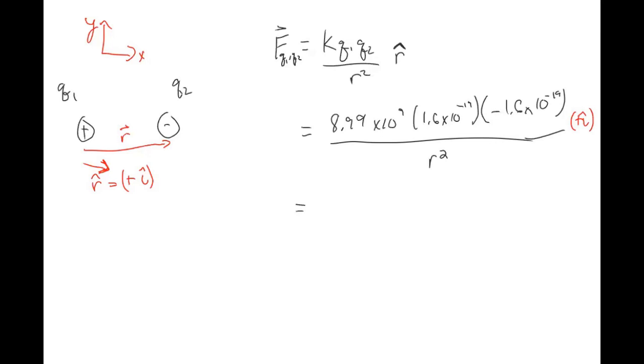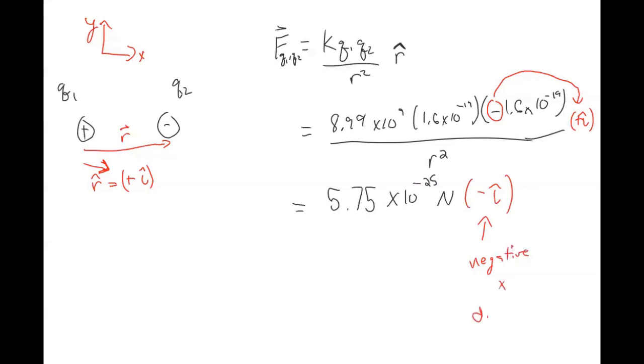And now the only thing that's going to change here is that this negative sign, we can pull out and apply that to our unit vector. So everything else that you plug into your calculator would be the same. So you still get the same force. But now it's pointing in the negative i hat direction or the negative x direction. And that's what we had guessed before, that the force on Q2 is going to point to the left.